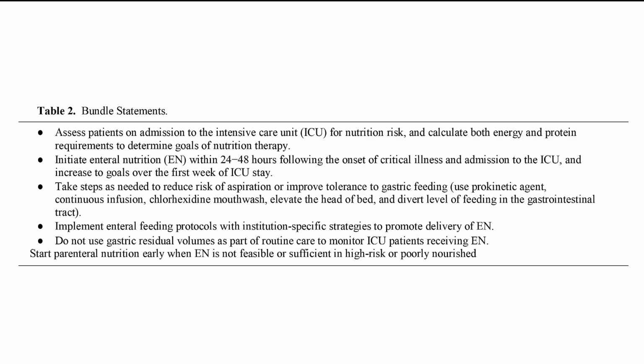Number 3, take steps as needed to reduce risk of aspiration or improve tolerance to gastric feeding. For instance, use prokinetic agents, continuous infusion, chlorhexidine mouthwash, elevate the head of bed, and divert level of feeding in the gastrointestinal tract. Number 4, implement enteral feeding protocols with institution-specific strategies to promote delivery of enteral nutrition. Number 5, do not use gastric residual volumes as part of routine care to monitor ICU patients receiving enteral nutrition. And number 6, start parenteral nutrition early when enteral nutrition is not feasible or sufficient in high-risk or poorly nourished patients.